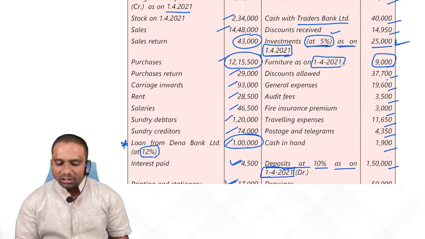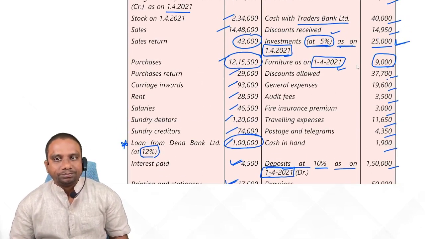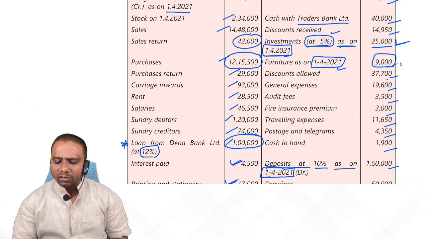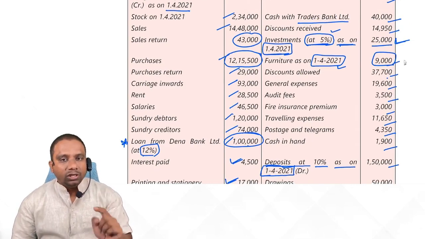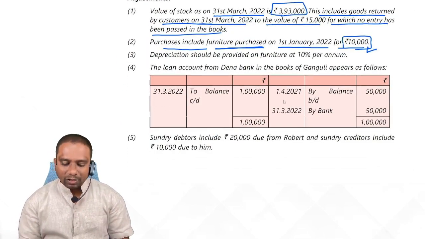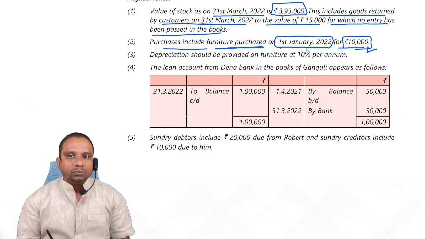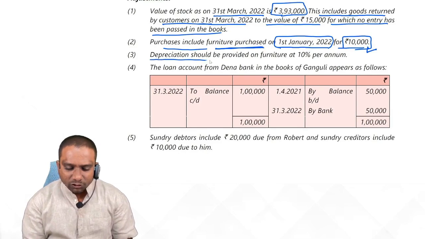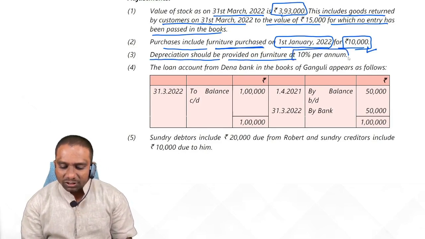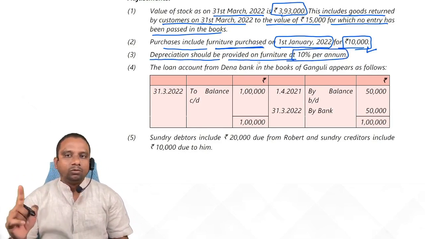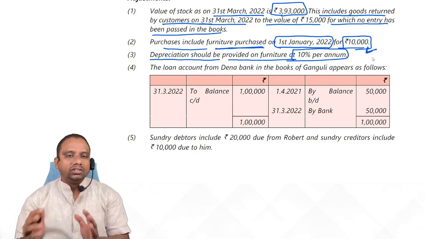Already here we have furniture as on 1/4/2021. On this you have to calculate depreciation for the full year, but for this 10,000 you have to calculate depreciation for 3 months. This is an important adjustment. Next, depreciation should be provided on furniture at 10% per annum: 9,000 for the full year, and for 10,000 only 3 months.